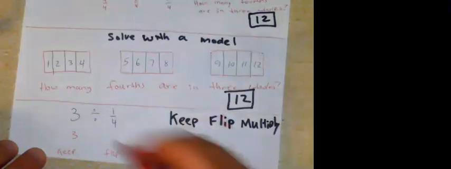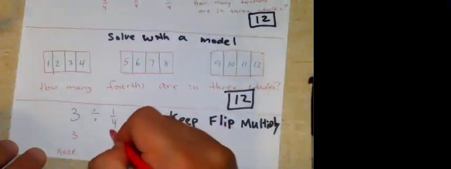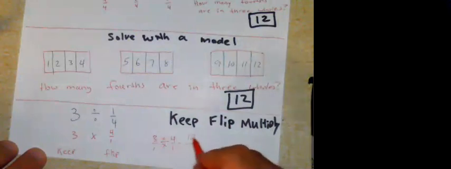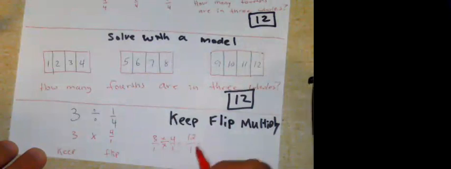Okay, so we're going to keep the 3. That's your keep. And we're going to flip the 1/4, so it's 4 over 1. And then we're going to multiply. As you remember, how to multiply fractions is you multiply across. So 3 times 4 is 12. 1 times 1 is 1. And then we just drop that 1. Then we get 12.